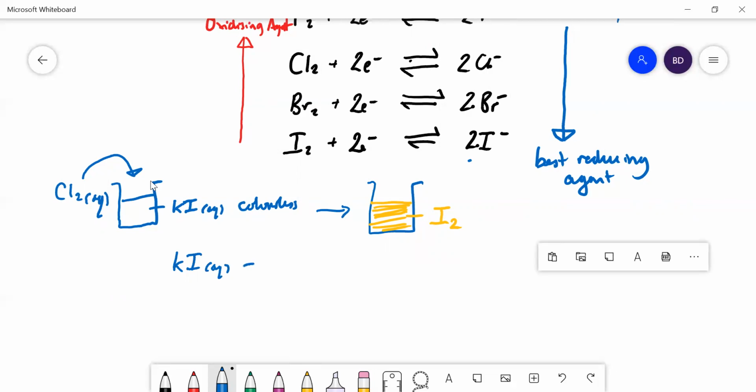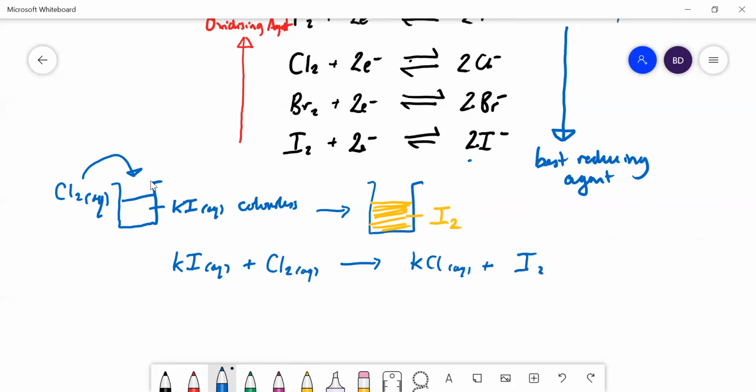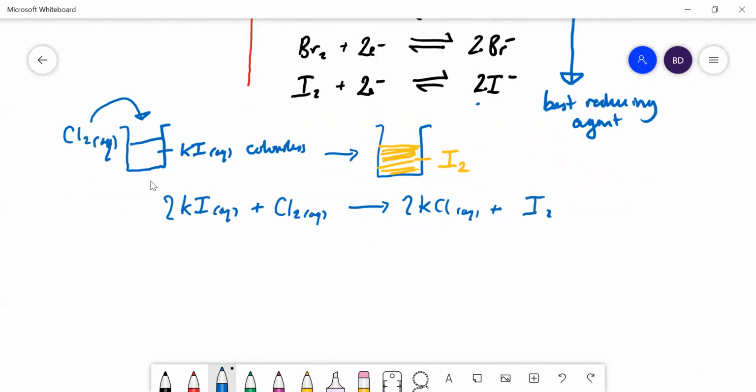Okay, so that's going to react with chlorine water, and we're going to get KCl and I2. Just balance that, okay? So we can actually rewrite that as an ionic equation. It will make more sense. So we're going to end up with 2I minus plus Cl2 going to 2Cl minus plus I2. The potassium ions are spectator ions, so I'm going to leave them out.